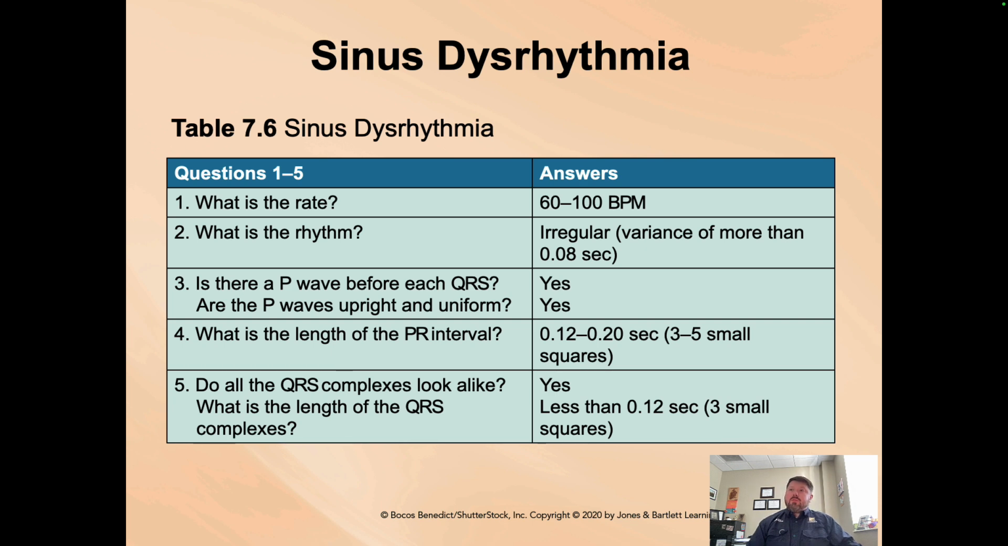So looking at the rules here, what's the rate? It's 60 to 100 beats per minute. The rhythm is irregular, so this is where it's going to break the rule. The P wave should be before each QRS. The P wave should be upright and uniform. The length of the PR interval should be 0.12 to 0.20 seconds. And all the QRS complexes should look the same, and they should all be less than 0.12 seconds.